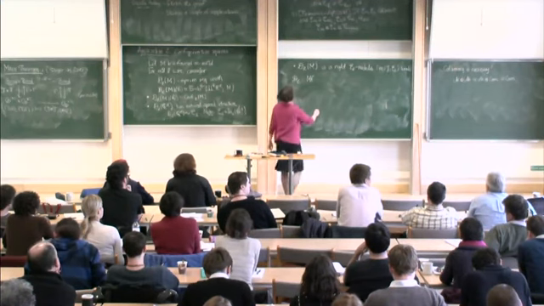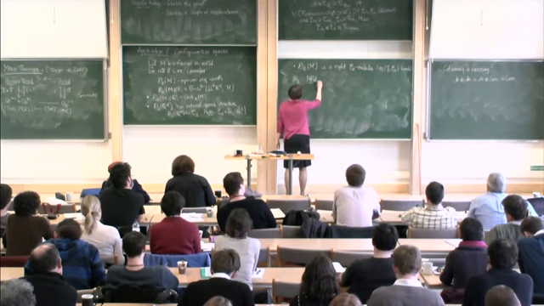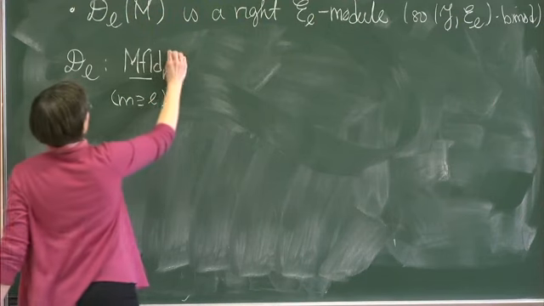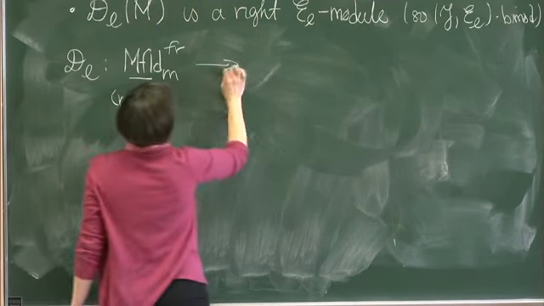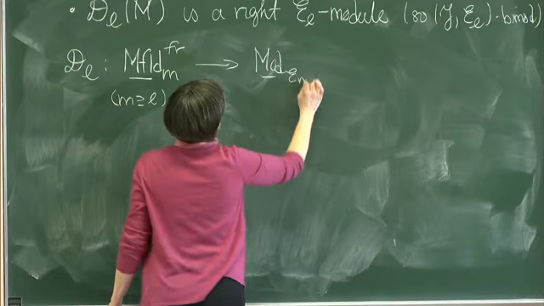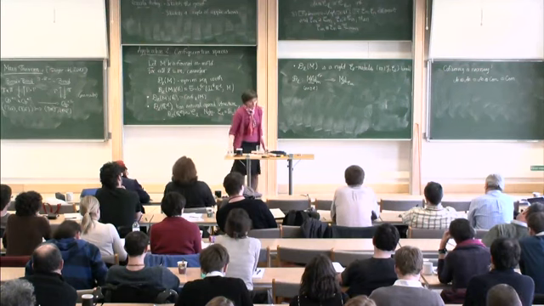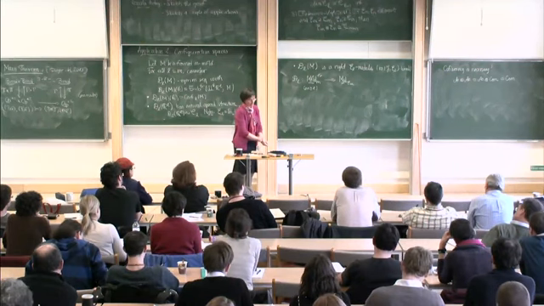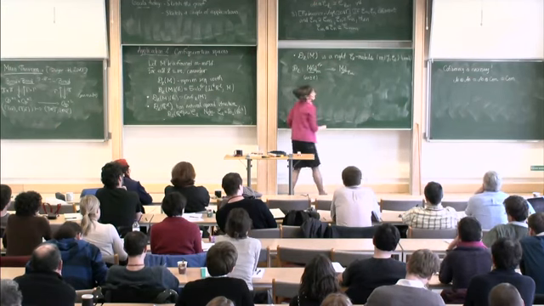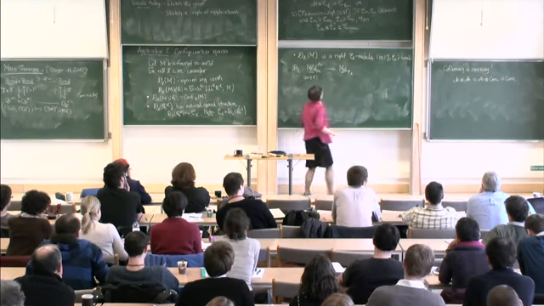So what I'm doing is I'm looking at this as a functor, for any M greater than or equal to L, from framed M-manifolds into the category of right E_L modules, or of bimodules. So I'm going to think of it that way. Okay. E_L? E_L, yes, thank you. There we go. All right.